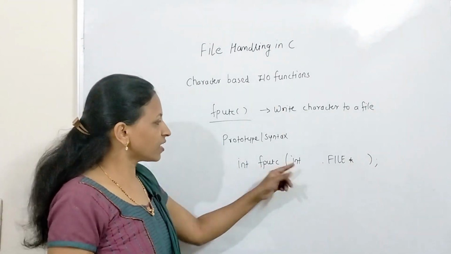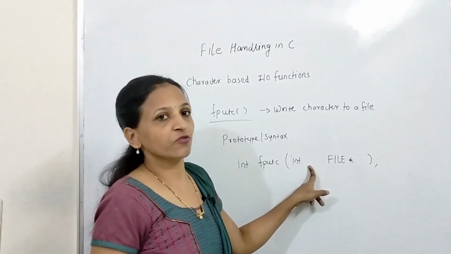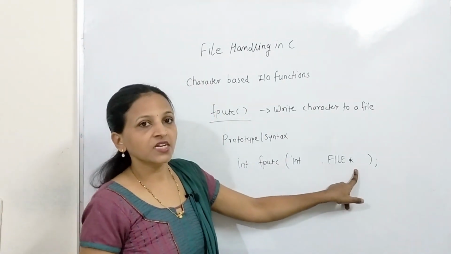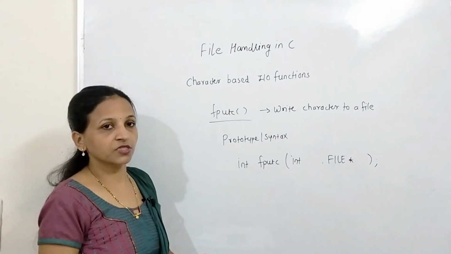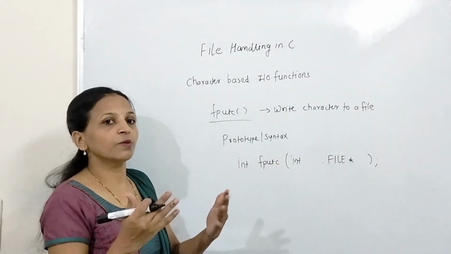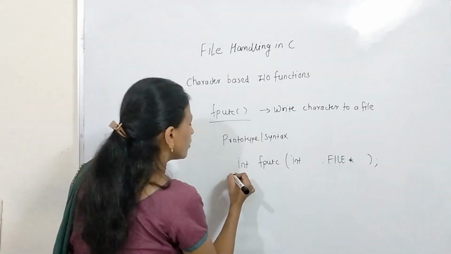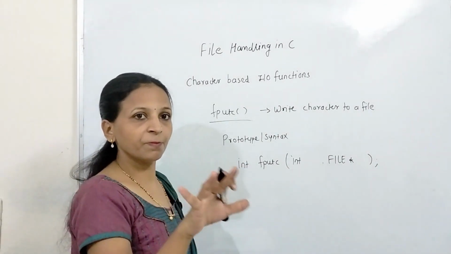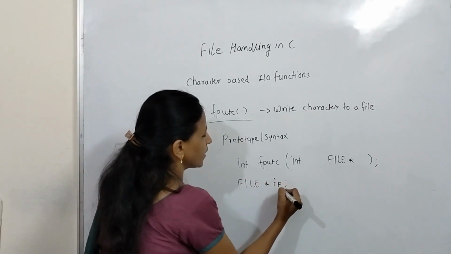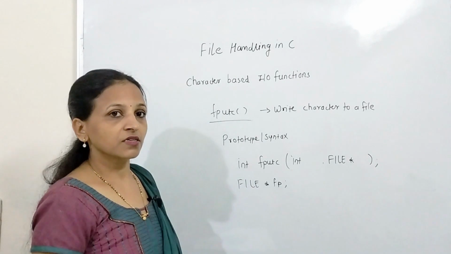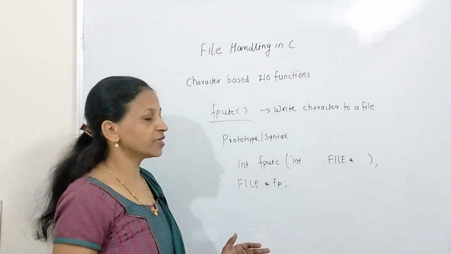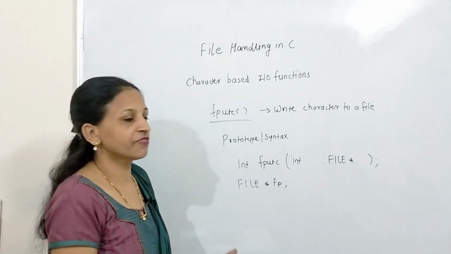The fputc function will write the first argument, whatever character you are passing, into the file, wherever the pointer position is. At that place the character will be written. For example, again we have a file pointer, FILE star fp, and let's say we have opened a file in write mode. We must open the file in write mode so that we can write contents into it.